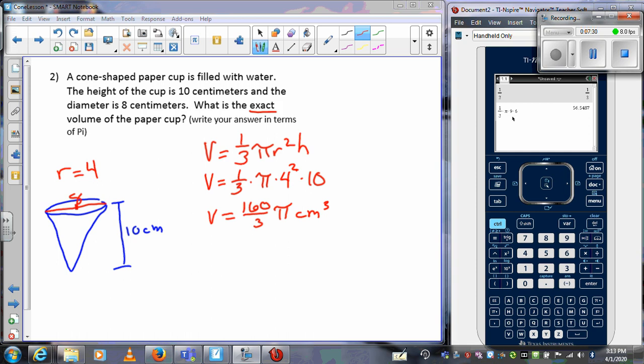Another way you could do it is actually do 1 divided by 3 times 4 squared times 10.